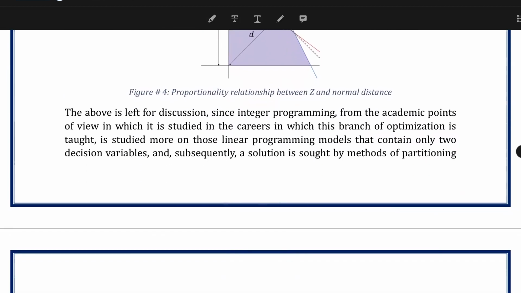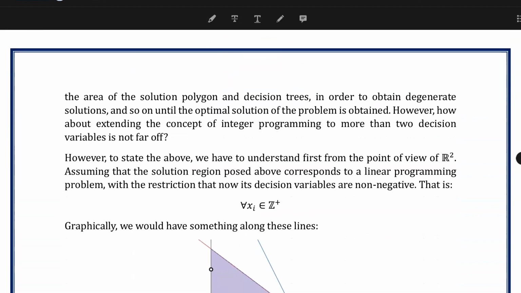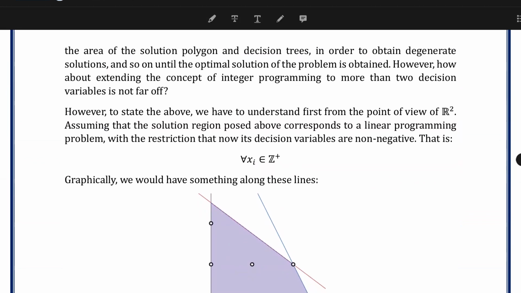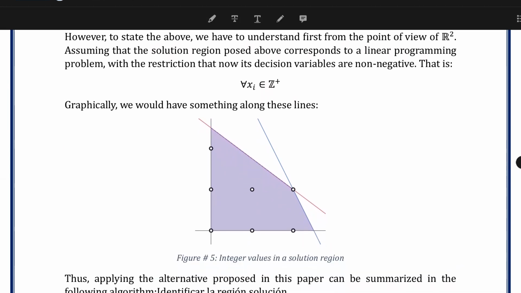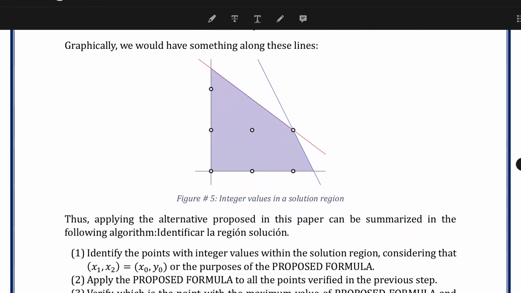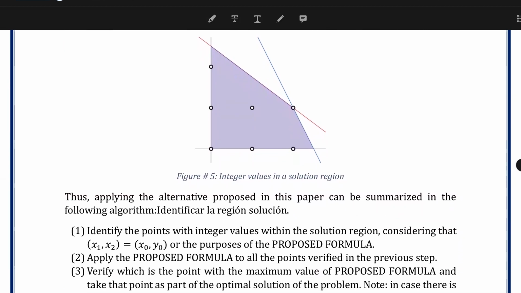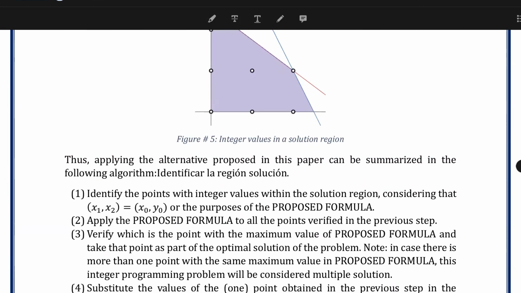Now, this is the condition of our article. The conditional variables have to be integer, and they are, and graphically we will take only these points as an example. And applying our proposed alternative, this is the algorithm.